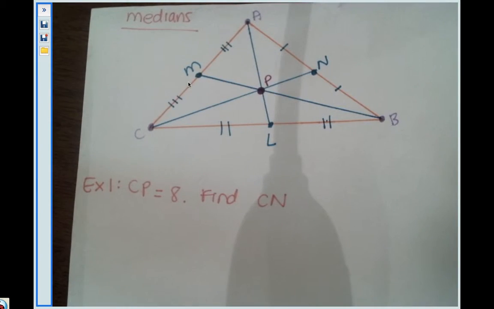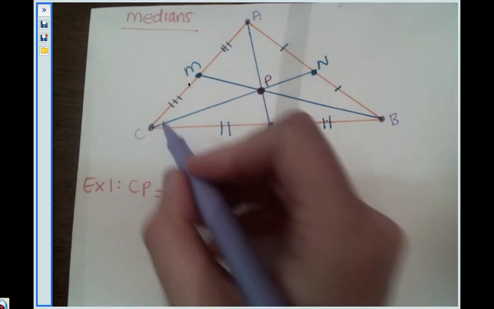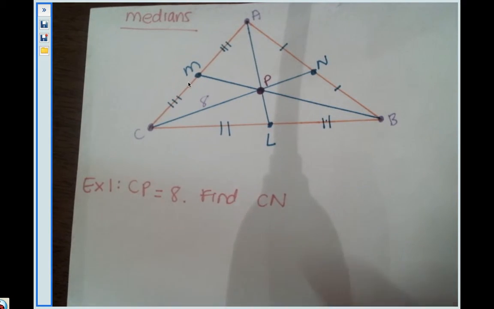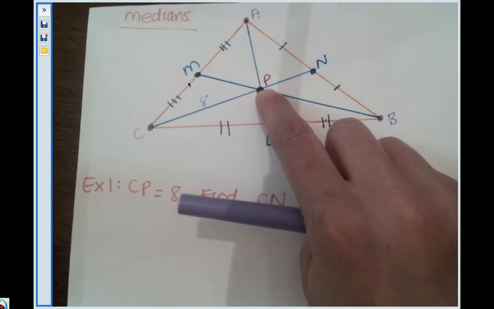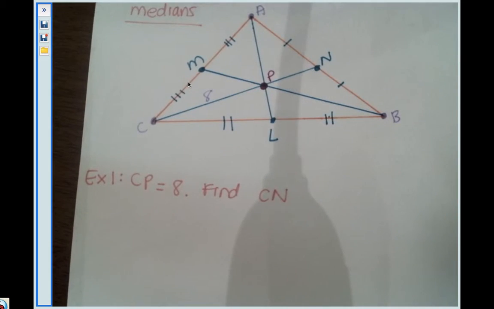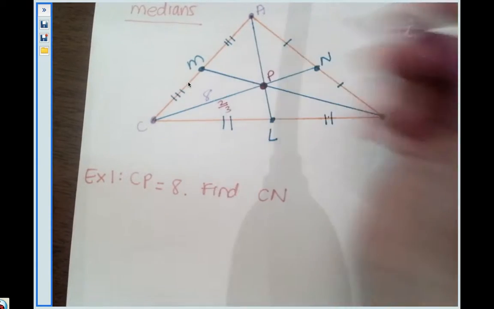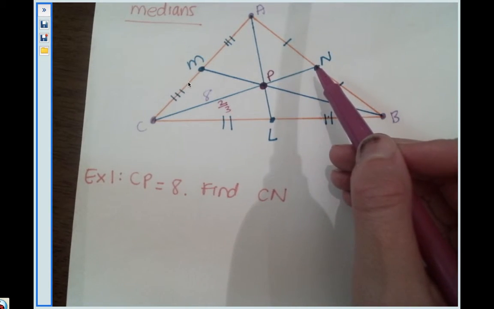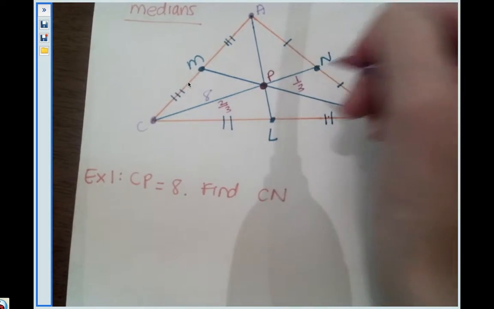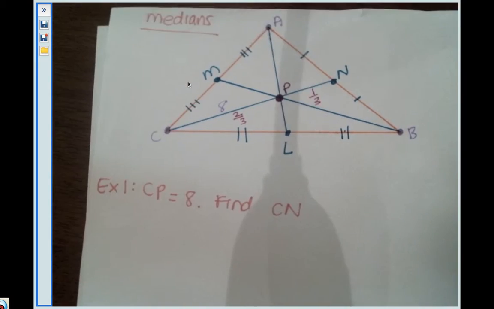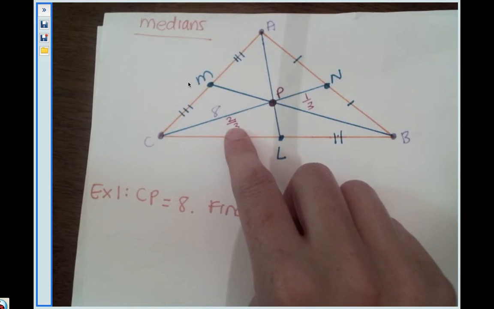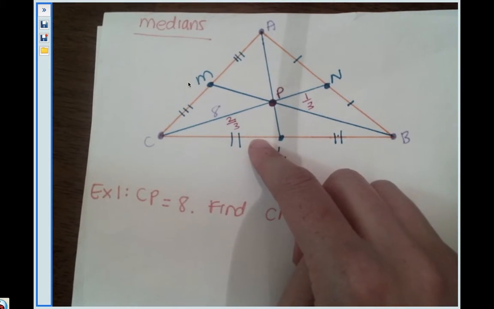It says CP is 8. So CP is this segment right here. This is 8 units. And remember, the distance from the vertex to the centroid is 2/3 of the way down. So I'm going to label my picture just so I don't forget. This is 2/3 of the way down, which means the distance from the centroid to the side of my triangle is going to be 1/3, because 2/3 plus 1/3 is one whole median. Something to keep in mind: 1/3 is half of 2/3. If you divide 2/3 by 2, you get 1/3.